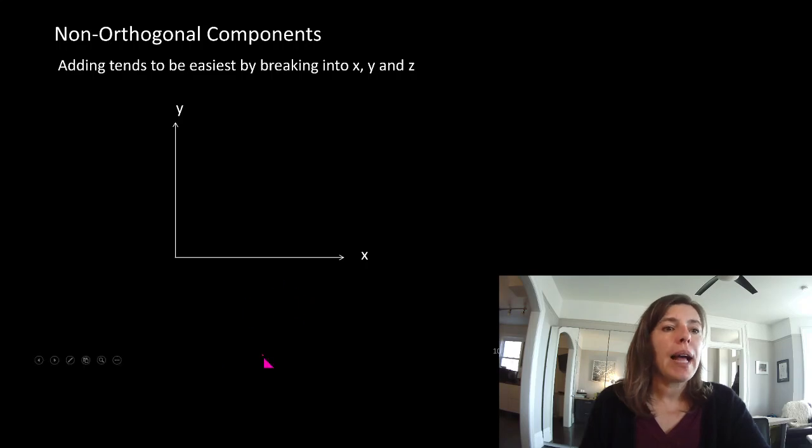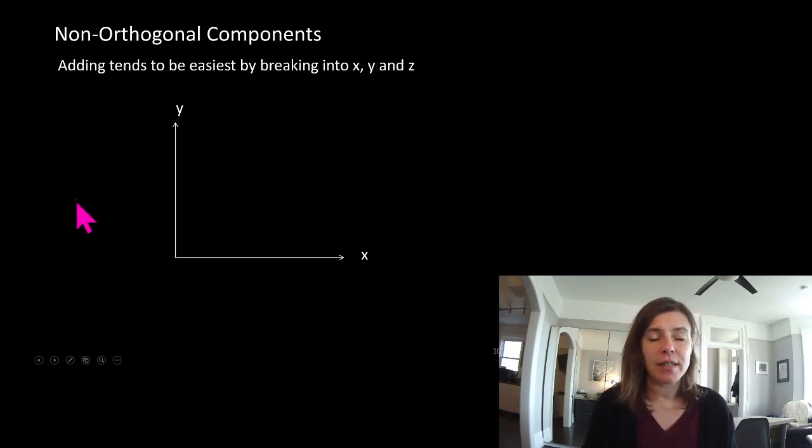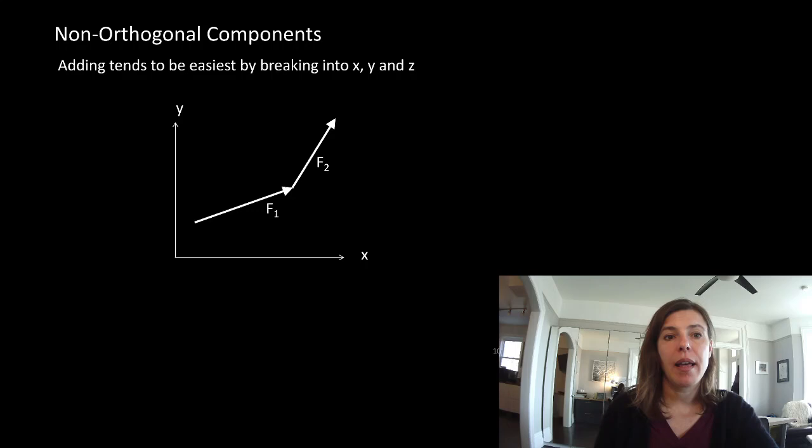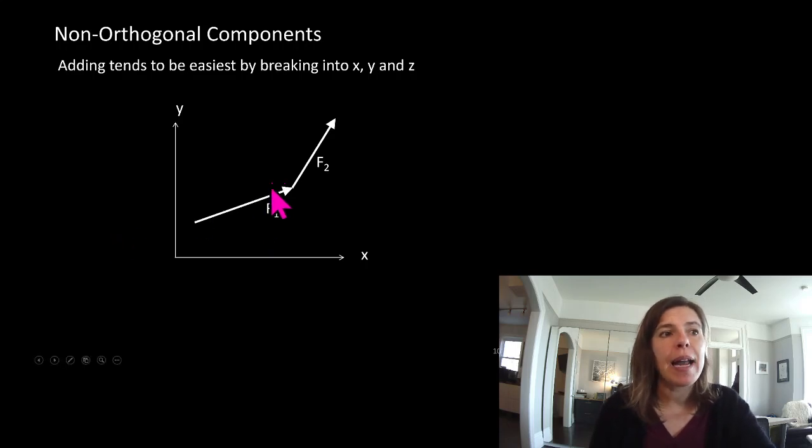So, non-orthogonal components. If we wanted to add up things that weren't on X and Y axes, what do we do then? If we have some funny shaped forces, how do we add up force one and force two? Well, we know we can do tip to tail. We know that we can draw starting here and ending here, and that's pretty much our total force.